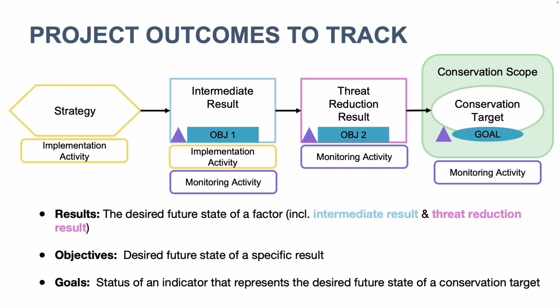Goals. These are formal statements that represent the desired future status of a conservation target. Progress towards achieving the goal is tracked by monitoring change in an indicator status. Your objectives and goals represent critical achievements along your theory of change. Collectively, your results, objectives, and goals represent the desired outcomes that a team expects to achieve through implementation of a strategy's activities, which are shown here in yellow. You implement your monitoring activities in purple to track change and the status of indicators for your objectives and goals.